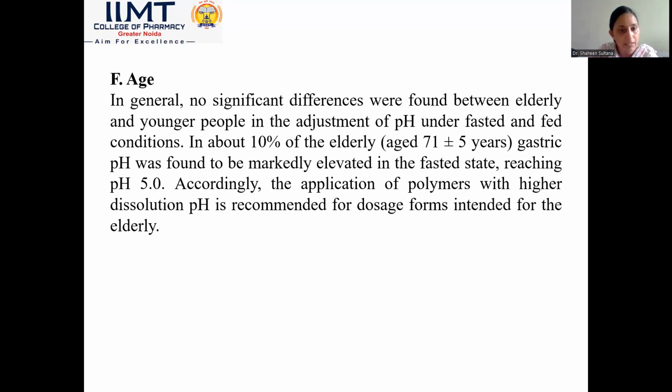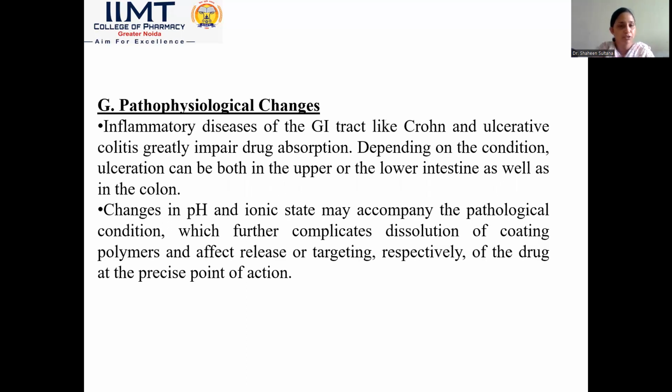So a polymer with a higher dissolution pH should be recommended. Now the pathophysiological changes: there are certain diseases, like inflammatory diseases such as Crohn's disease and ulcerative colitis, that will impair drug absorption. In these diseases, the pH is slightly increased in these cases or pathological conditions. So the pH increases, which will complicate the dissolution of the polymer and therefore affect the target.